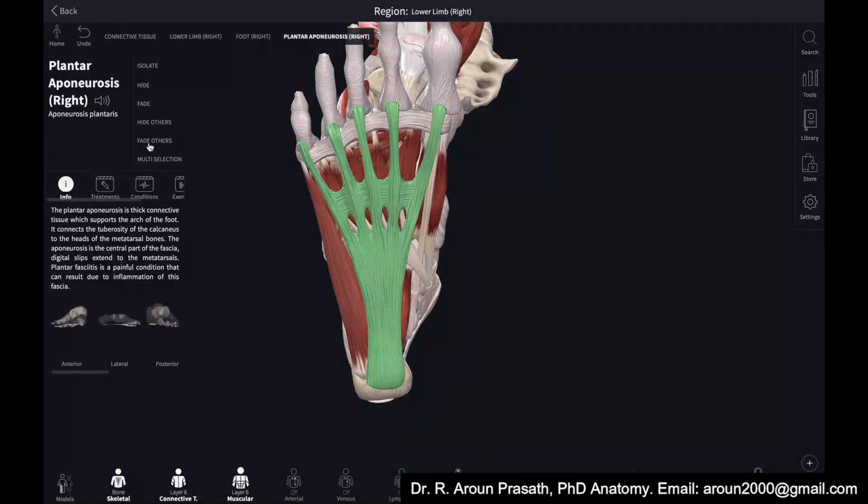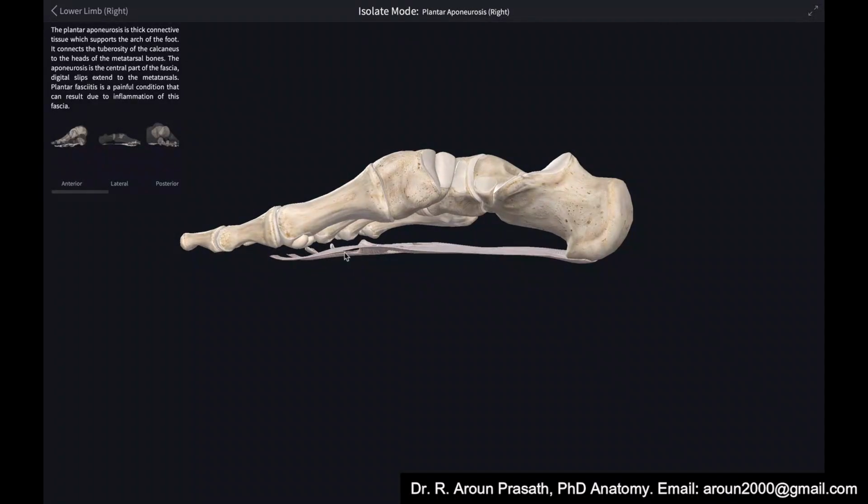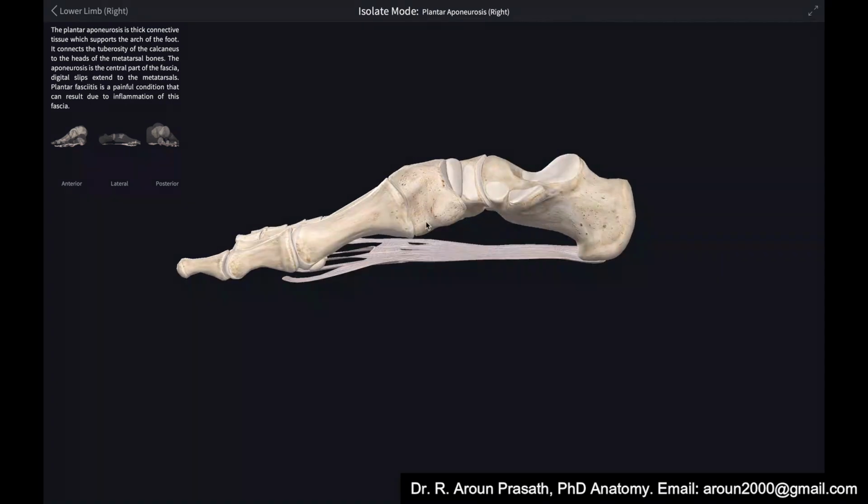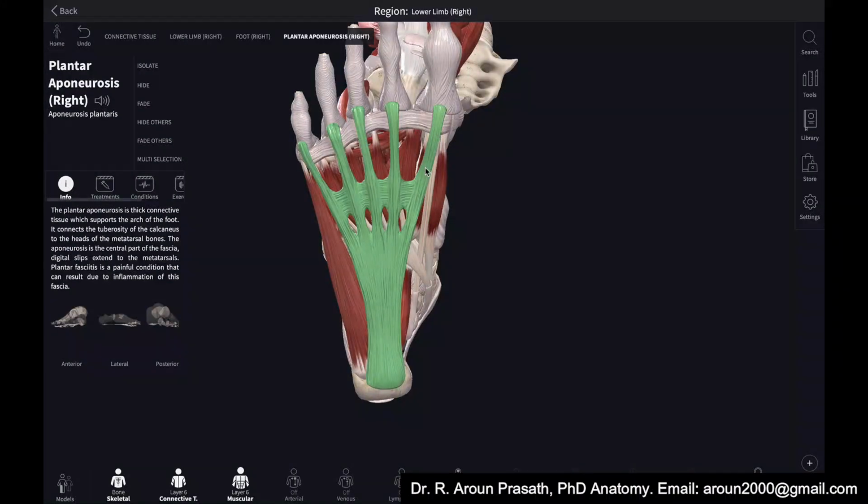Now we will go to the plantar aponeurosis. The texture of this ligament helps to maintain the arch of the foot. When there is muscle paralysis or weakening of this ligament, the foot arch collapses and the foot becomes a flat foot. When the foot becomes flat, the body weight doesn't get transferred in equal ratio. It collapses, and as the person grows, it leads to continuous pain.